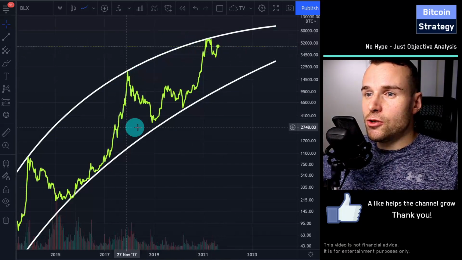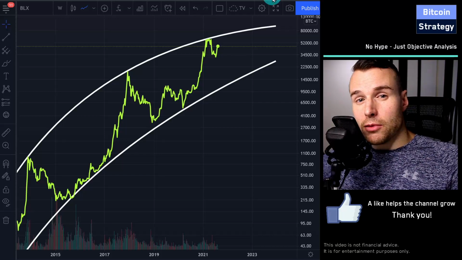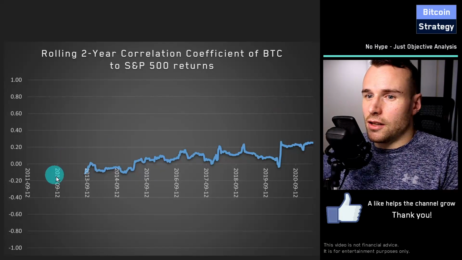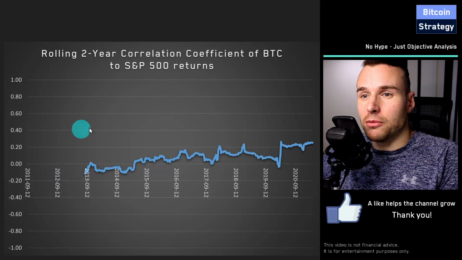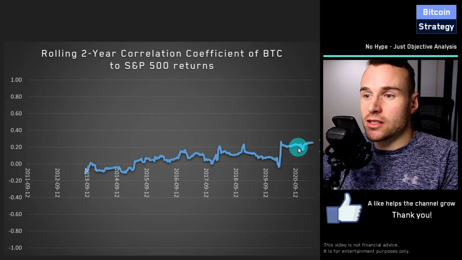So institutions are still going to buy Bitcoin. The space is growing quickly. The returns, they are very lowly correlated. Here, so look at this. This is the correlation coefficient between the S&P 500 and Bitcoin. And we can see it increases over time, but in general, it's still very low.